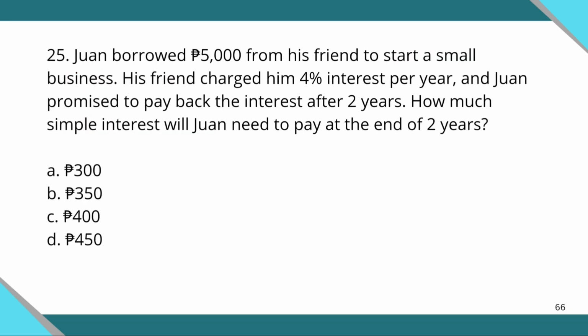Question number 25. Juan borrowed 5,000 pesos from his friend to start a small business. His friend charged him 4% interest per year, and Juan promised to pay back the interest after 2 years. How much simple interest will Juan need to pay at the end of 2 years? Letter A. 300 pesos. Letter B. 350 pesos. Letter C. 400 pesos. Letter D. 450 pesos.